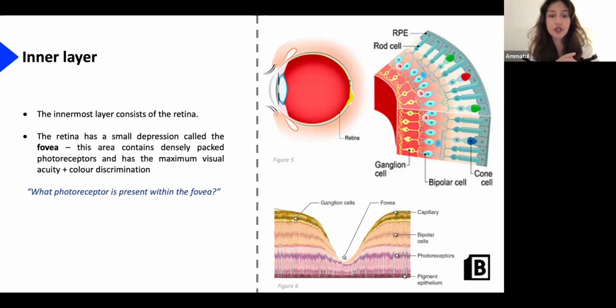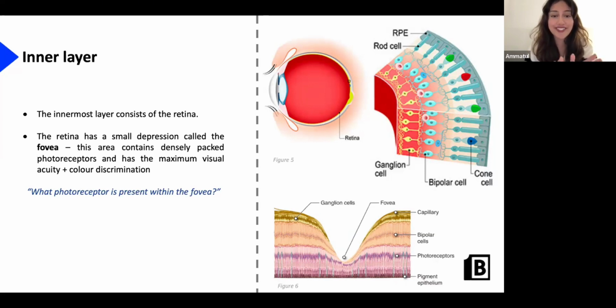So if I told you that there's two types of photoreceptors, rods and cones. Rods are used for dim light, and it's more a discriminator of light, whereas cones are more for visual acuity and color vision. What photoreceptor do you think will be present within the fovea? Just take a moment to think about that.